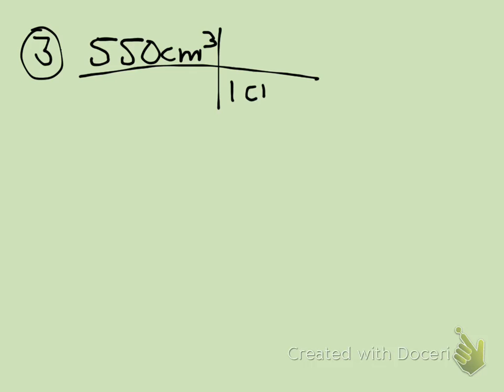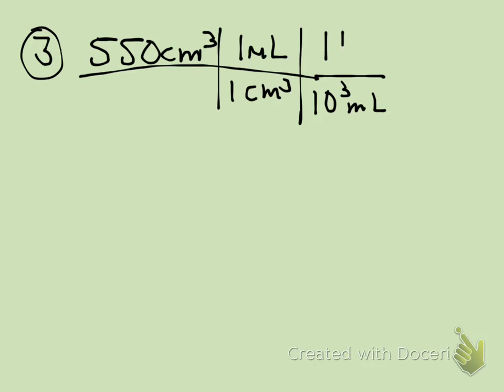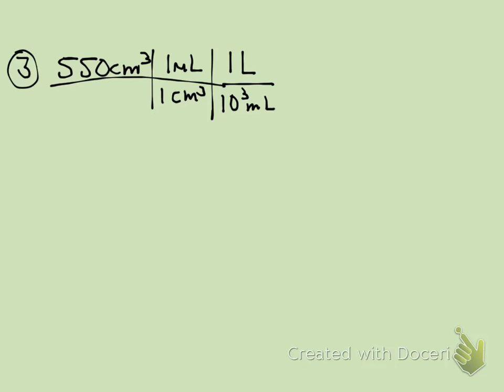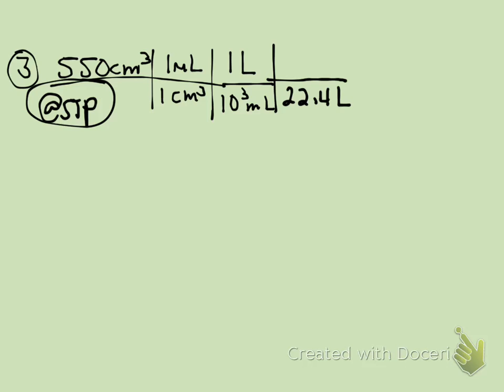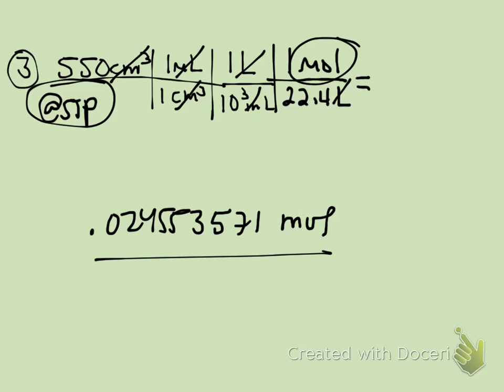So 1 cubic centimeter is equal to 1 milliliter, and 10 to the third milliliters equal 1 liter. So that'll get us to liters, and we can just keep rolling from there, because what we want to know is how many moles this is. Well, this is at STP, so I'm going to jot my little "at STP" here. 22.4 liters is 1 mole. So now we can go from there to get a raw answer in moles.